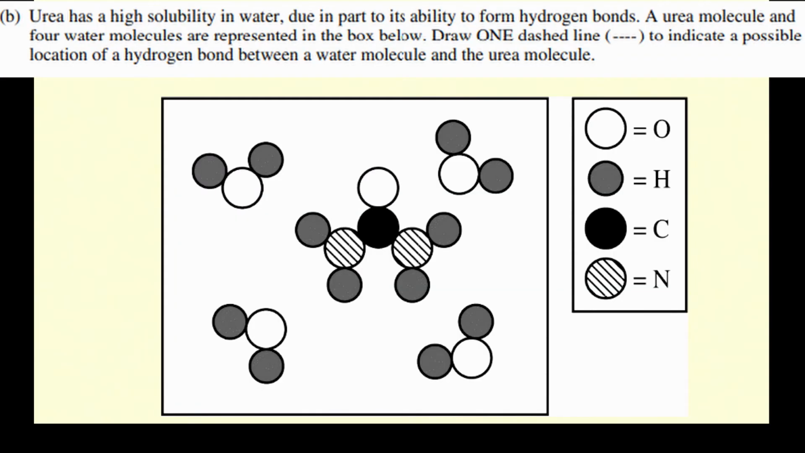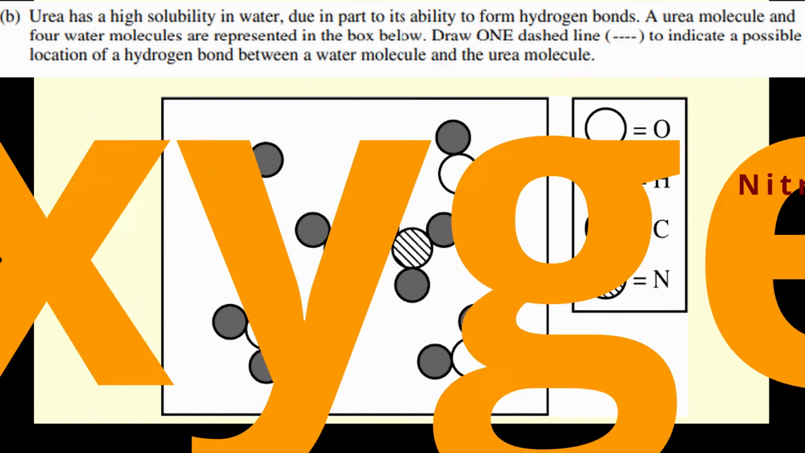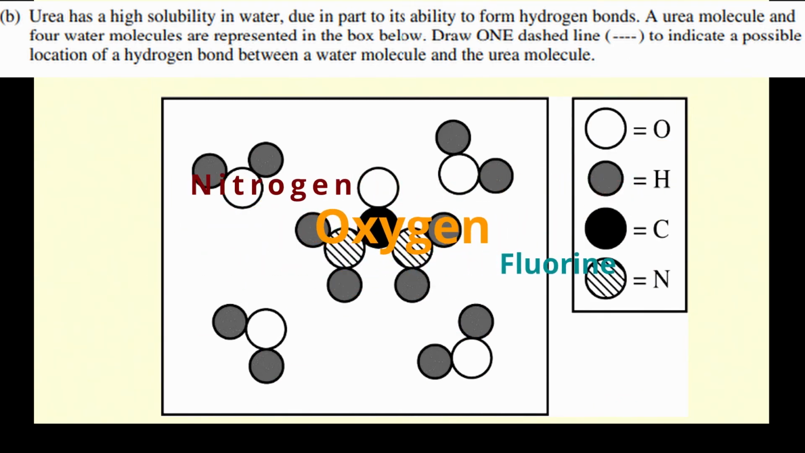In part B, we are asked about the hydrogen bonding forces of urea. Remember that hydrogen bonding is the strongest intermolecular force and it occurs when hydrogen is bonded directly to nitrogen, oxygen, or fluorine. In urea, hydrogen is bonded directly to nitrogen, while in water, hydrogen is bonded directly to oxygen. So we can answer the question by connecting the hydrogen on the urea molecule to the oxygen on the water molecule with a dashed line.